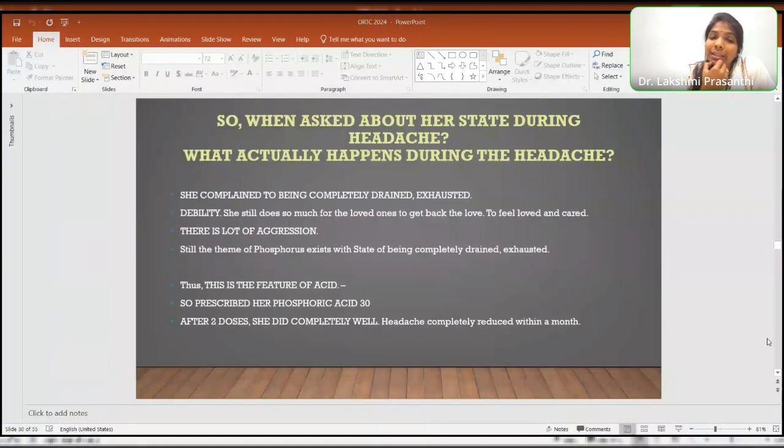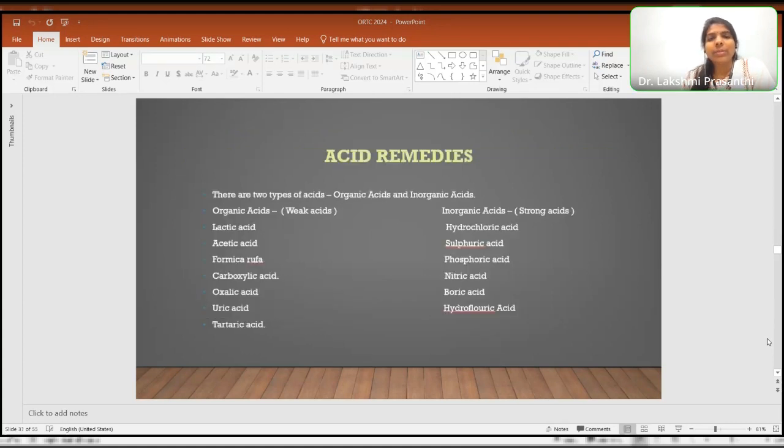So then she was prescribed phosphoric acid 30. And after 2 doses, she did completely well. The headache completely reduced within a month. Okay, so let us discuss some of the acid remedies and the basic theme of acids.